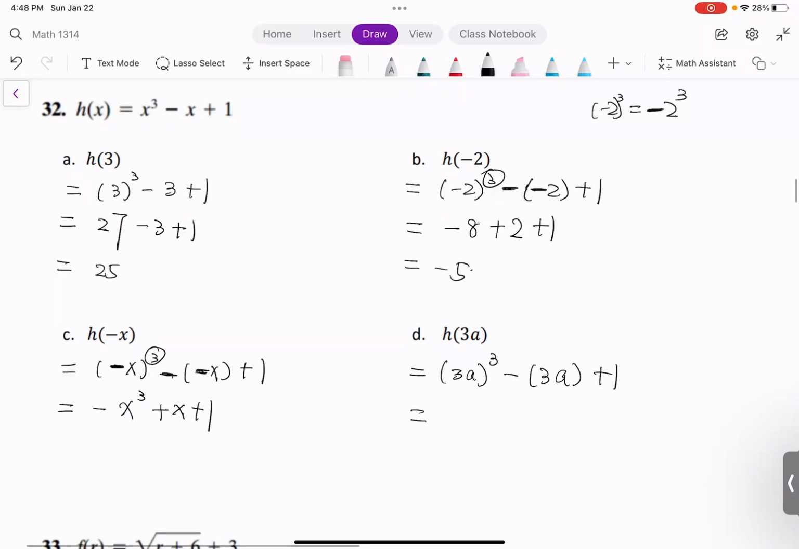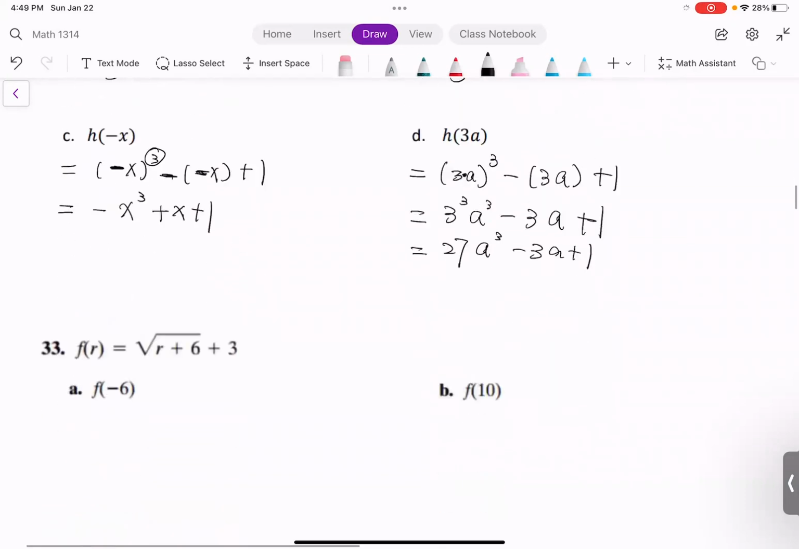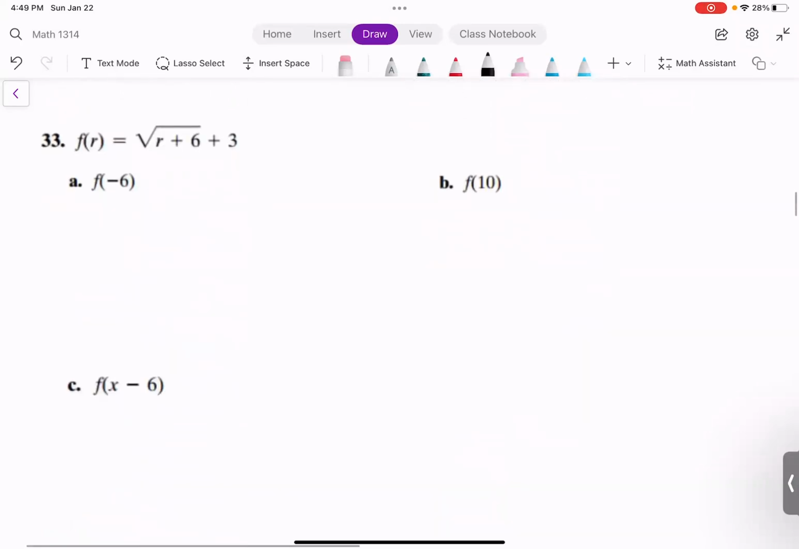So we can distribute the 3 because inside is multiplication. 3 cubed, a cubed minus 3a plus 1. So 3 cubed is 3 times 3 times 3, which is 27. A cubed minus 3a plus 1. Okay, let's see the next example.